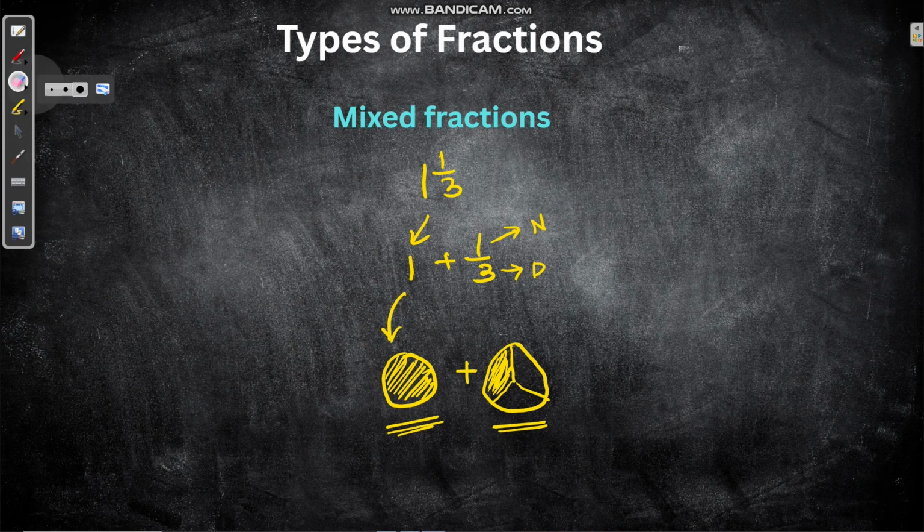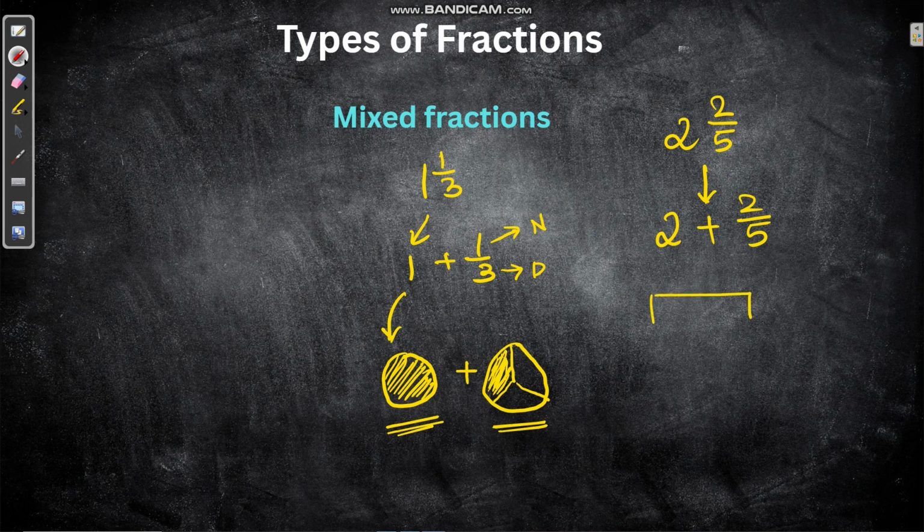Let me give you one more example. If I write 2 by 5. So now I can depict this. This means 2 whole plus 2 by 5, that is 2 parts out of 5 parts. Now 2 whole I can show. I can take like a rectangle. This is one rectangle, the second rectangle. So 2 whole means the entire thing. These are 2 wholes.